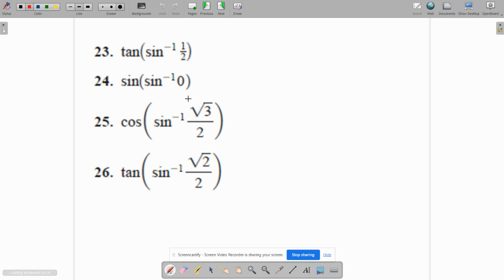You might have some situations like this where maybe the inverse trig function is in the parentheses and then your regular trig function is outside. So for instance, on something like this, you would say the cosine of the inverse sine of root 3 over 2. Well, the inverse sine has a range from negative pi over 2 to positive pi over 2. So what angle has a sine of root 3 over 2? That's the y coordinate, and so that's going to be pi over 3. So then what is the cosine of pi over 3? That's going to be 1/2.